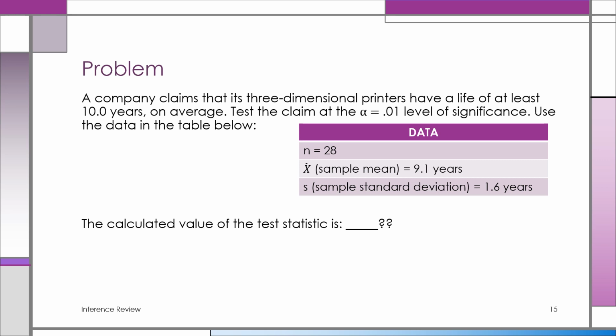And we're going to use the data in the table below. N is 28. Right away, you see small sample. X bar, the sample mean, is 9.1 years. And s, the sample standard deviation, is 1.6 years. And you've been told you want to know the calculated value of the test statistic. What is it? You're going to decide whether to reject or not reject based on that.